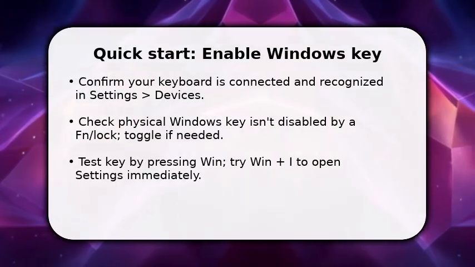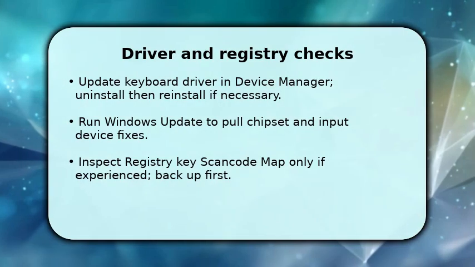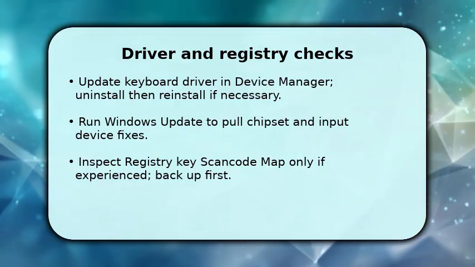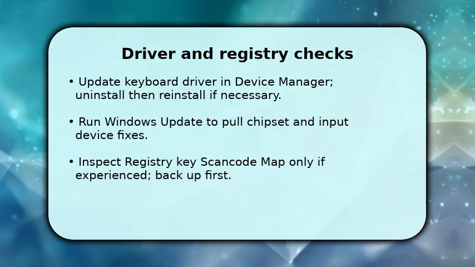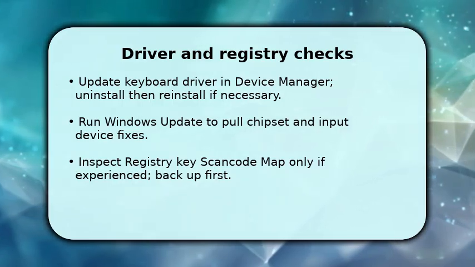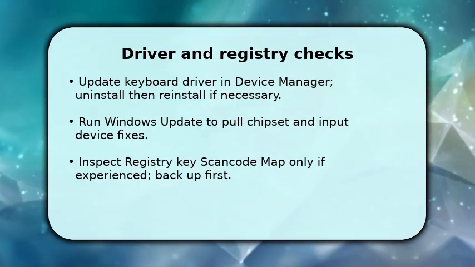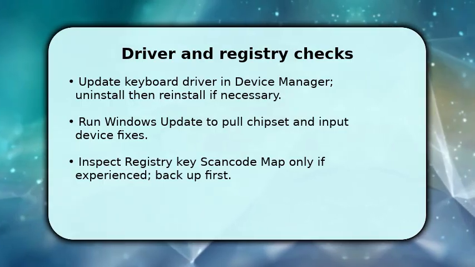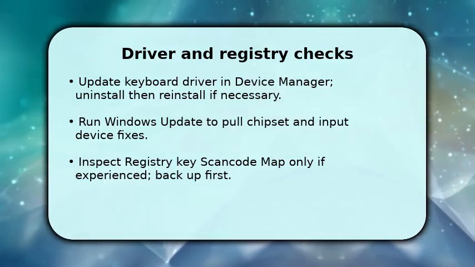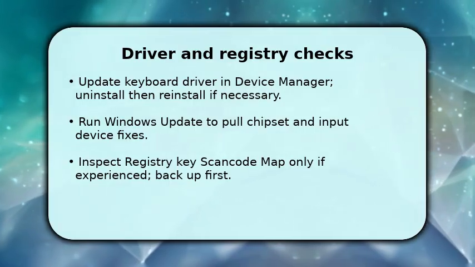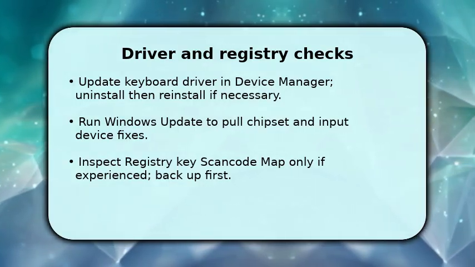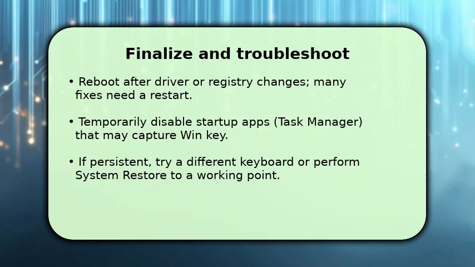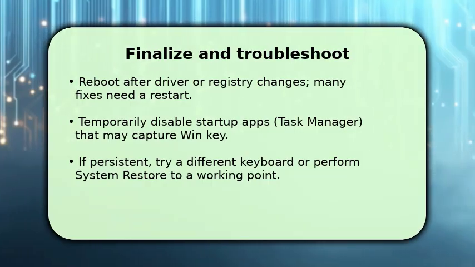Now you'll troubleshoot deeper. Update or reinstall your keyboard driver via Device Manager, because a bad driver blocks the Windows key. Once updated, run Windows Update to ensure chipset and input drivers are current, which often resolves missing key input. If software still intercepts the key, check common utilities like gaming overlays or remappers. If you must edit the registry, open Regedit and check scancode map. Back up the registry first and only change values if you know what they do. Finish by rebooting to apply driver, registry, or settings changes, because many fixes only take effect after a restart.